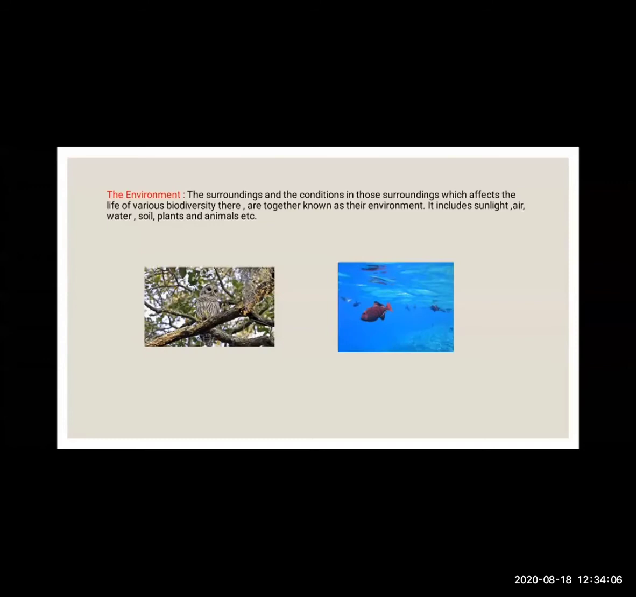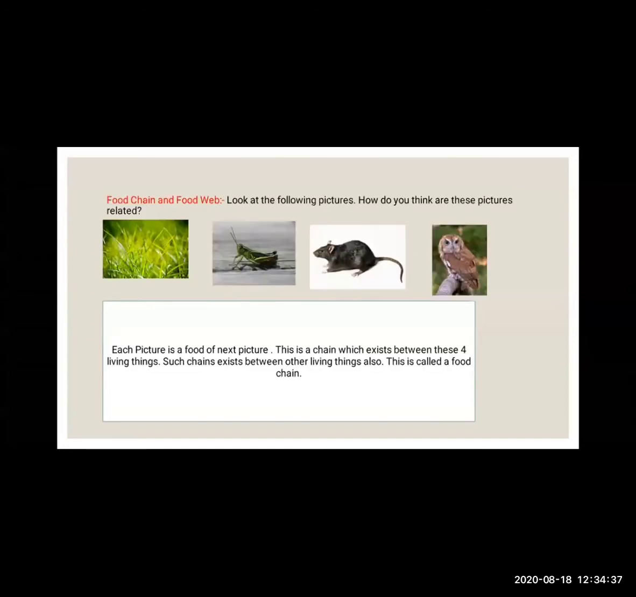It includes sunlight, air, water, soil, plants and animals, etc. Okay, it includes what? Water, sunlight, air, soil, plants and animals. Means same like hydrosphere, lithosphere and atmosphere. Each and every chapter is linked to each other, children. Why is the previous chapter given? Because it links to the next chapter, so we first clear the previous chapter.